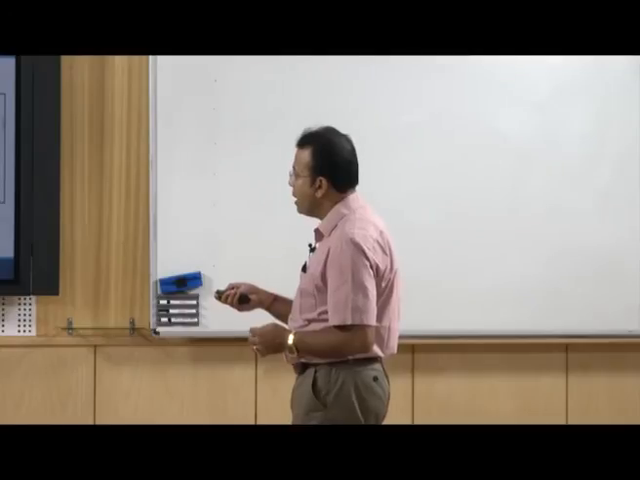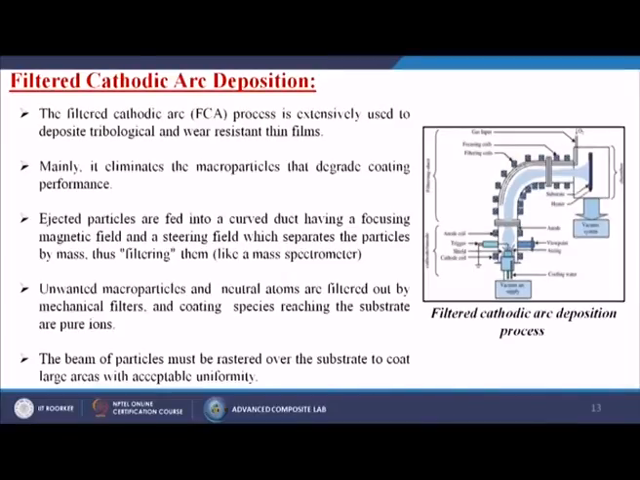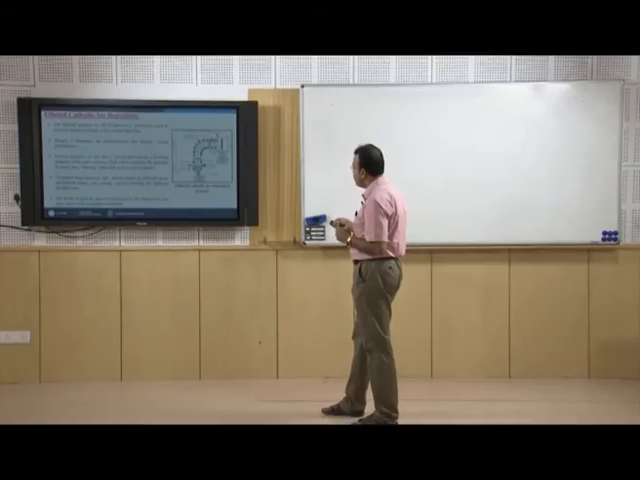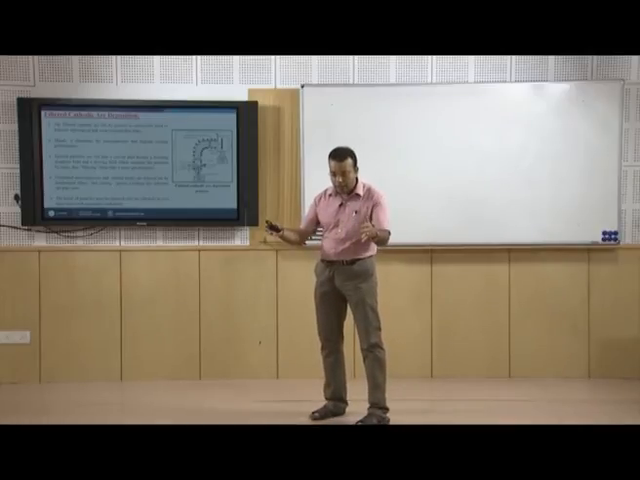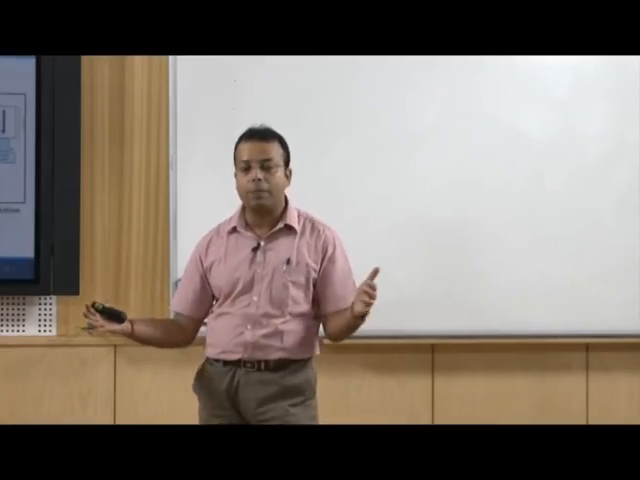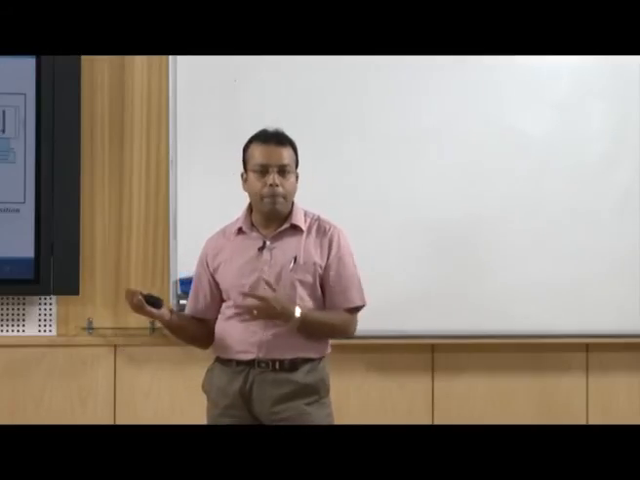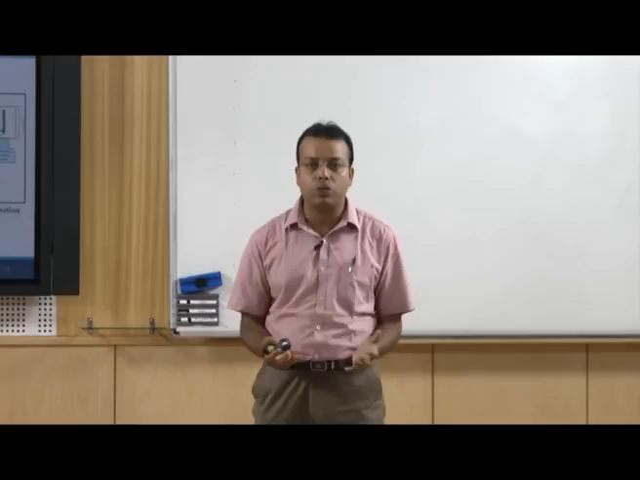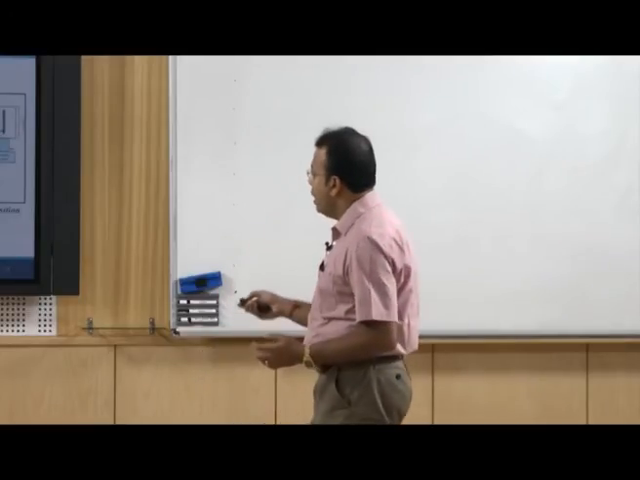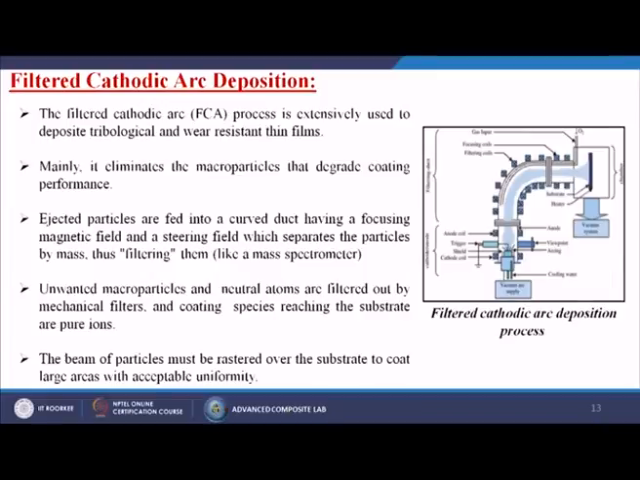Then unwanted macroparticles and neutral atoms are filtered out by the mechanical filter, and the coating species reaching the substrate are pure ions. The beam of particles must be rastered over the substrate to coat large areas with acceptable uniformity. So, here this is actually the movable one, so that it can cover the whole area even if the sample size is bigger. Not only that, the purity of the coating material is almost 100%, and it is very easy to take out the impurities from the coating materials too.